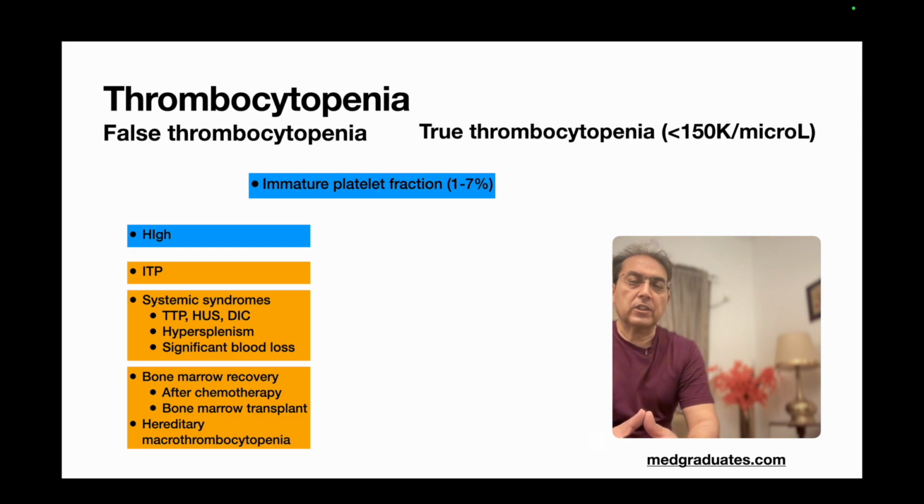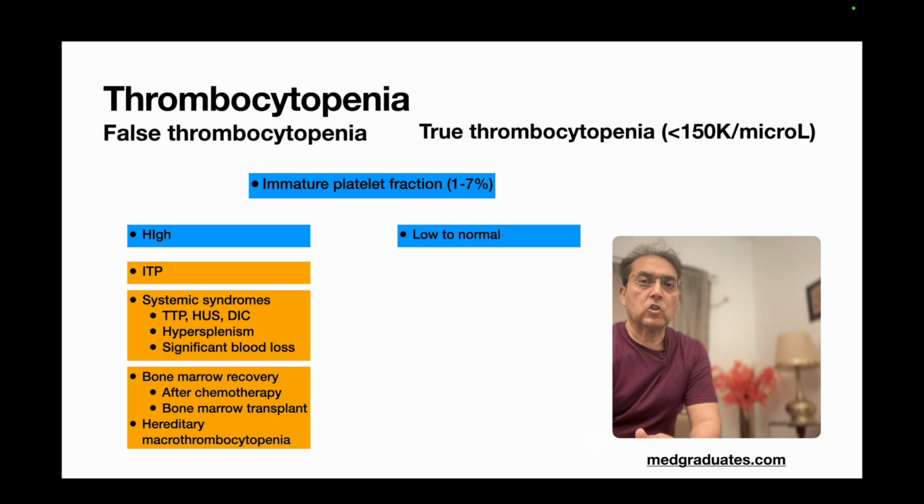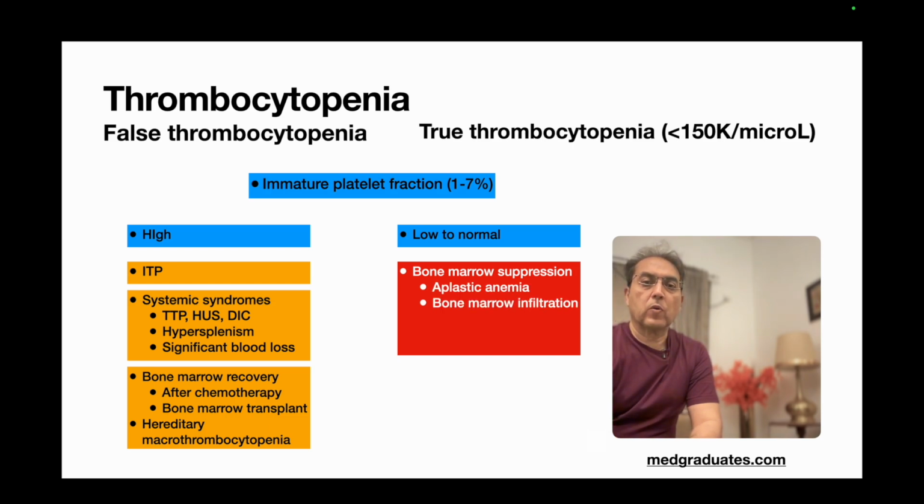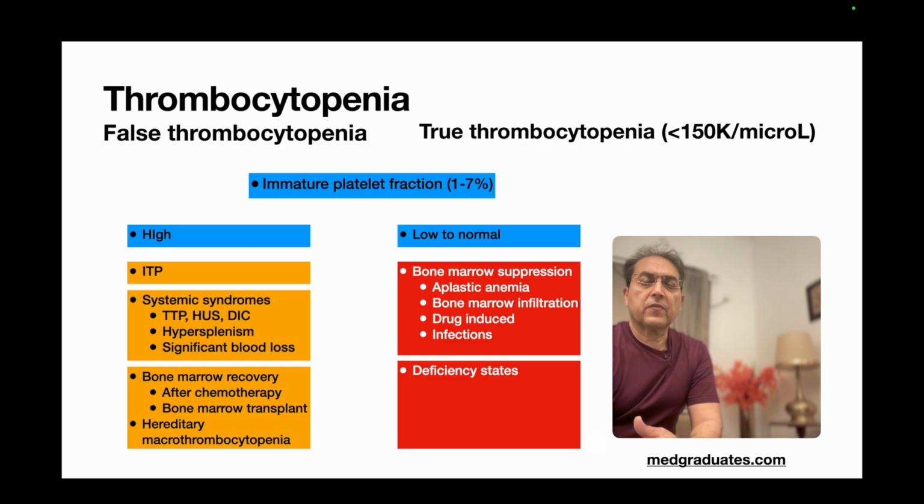So these may be the general reasons why patients have thrombocytopenia, and if the immature platelet fraction is high, it can assist you in making a diagnosis. And then if the IPF is normal to low in patients who have thrombocytopenia, then look for bone marrow suppression. This may be aplastic anemia, or there may be bone marrow infiltration, or maybe it is drug induced, for example chemotherapy. And some of the infections, some of the viral infections, a few of the bacterial infections, can cause thrombocytopenia. And then deficiency states can produce thrombocytopenia: folic acid deficiency, B12 deficiency, and in some patients even iron deficiency can be a reason for thrombocytopenia.